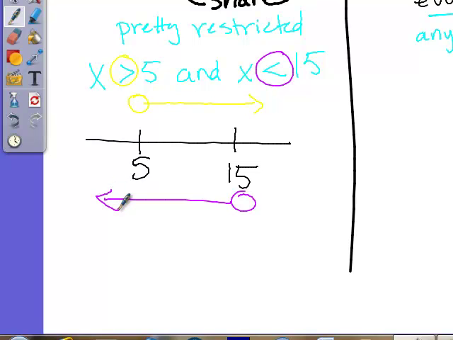So if I'm looking for the shared piece, if I'm looking for the intersection, what I get for a final solution sits right here in the middle, right there between the 5 and the 15. Those are the only numbers that share. If I go above the 15, that's 16, 17, 18, 19, that'll work with the x is greater than 5, won't work with the x is less than 15. If I go to the left-hand side, if I look at 4, 3, 2, 1, it'll work with the less than 15, but it won't work with the greater than 5. So I need to make sure both pieces work at the same time.